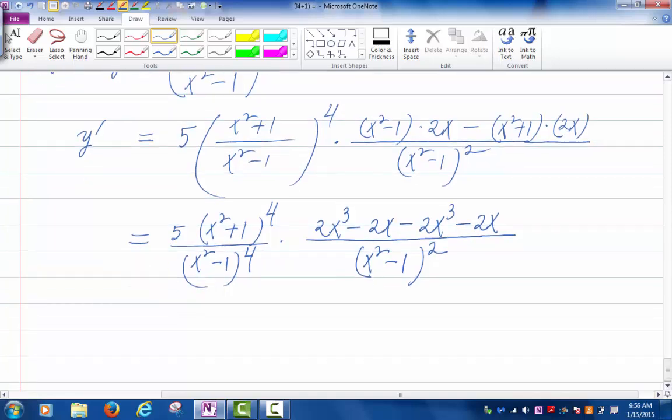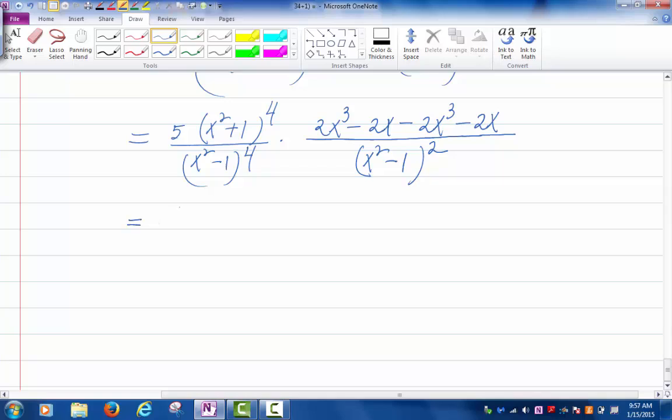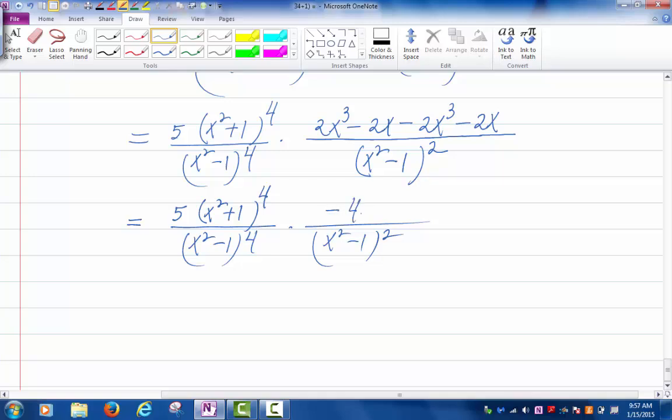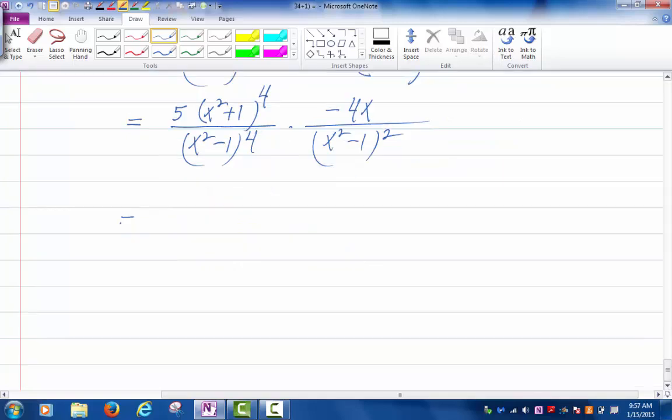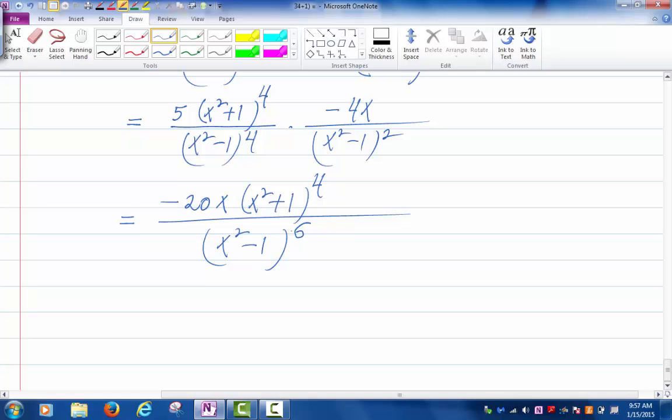All right, so what am I left with? This would be 5 times x squared plus 1 to the 4, divided by, okay, let me keep it as it is for now. And what am I getting here? Am I getting just negative 4x? Finally, a negative 4 and a 5 would be negative 20x times x squared plus 1 to the 4. In the denominator I will write x squared minus 1 to the, you add the exponents, right? Everybody's okay? All right, so I'll just leave my answer right there.